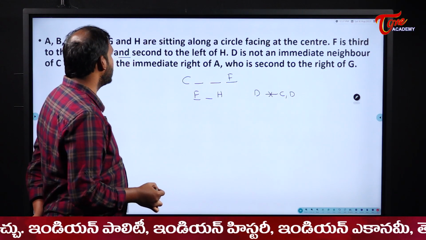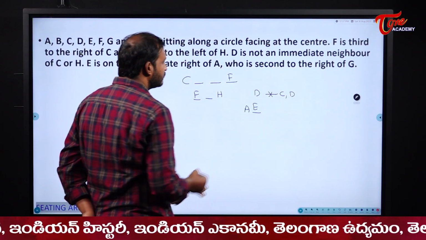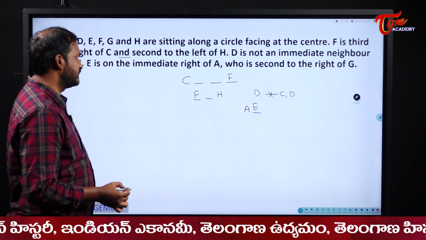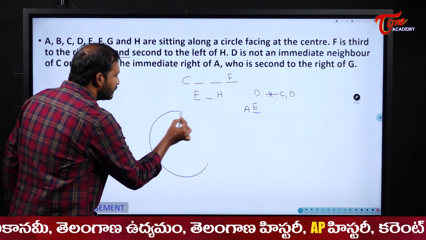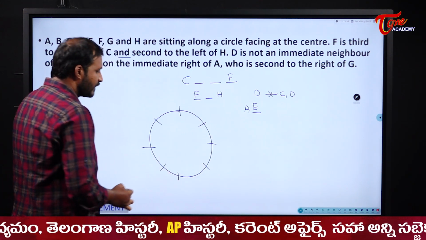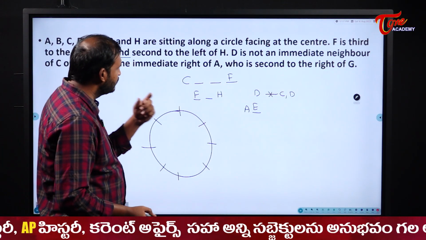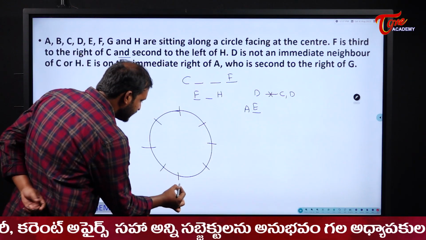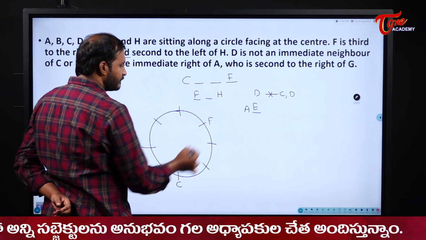Next, E is on the immediate right of A. Who is second to right of G? That is the question for us. Now first total 8 people are there for me. So 8 positions I will draw. I have 8 positions. First I will try to put C and F. If I have C here, third right, 1, 2, 3, I will have F.